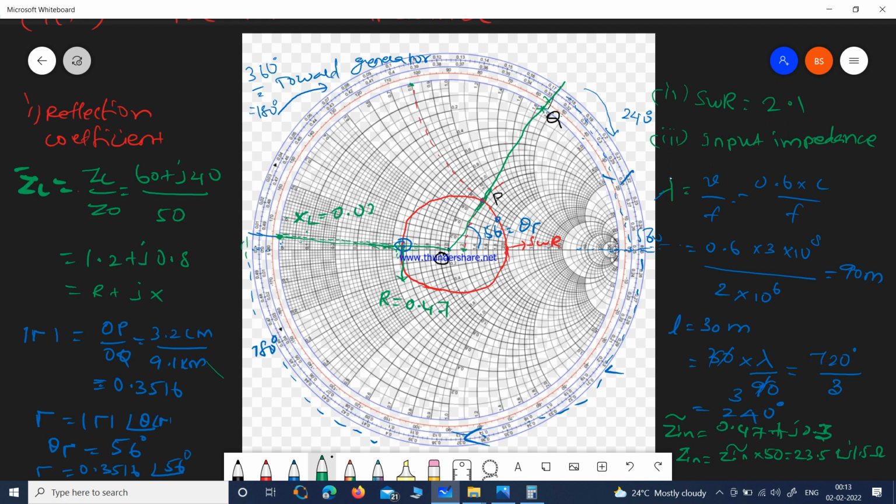So apart from that, we can find many parameters and we can go for single stub matching, double stub matching.